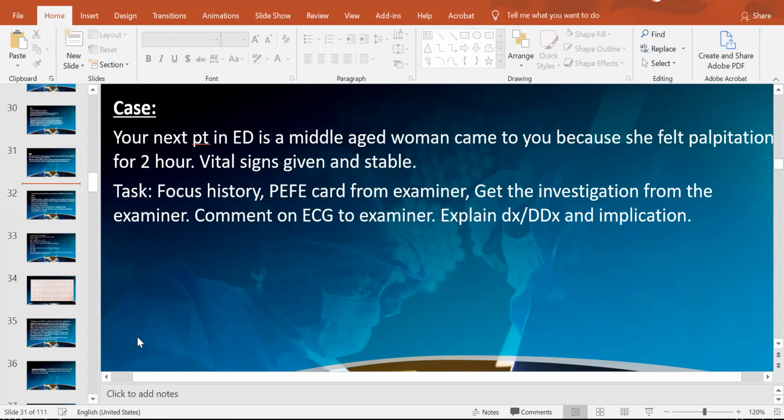Hello, doctor. Can I check your ID? All right. Yes, here's my ID. Okay, so this is your patient. Your patient's name is Jenny. You can start. Hi, Jenny. I'm Dr. Wafi, one of the doctors here today. From the notes, I've come to know that you've been having a bit of palpitation or irregular heartbeat for the last 2 hours. Would you like to tell me more about it?